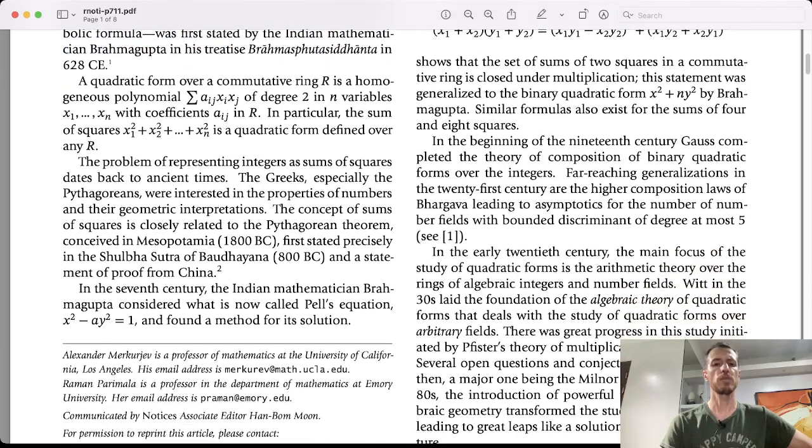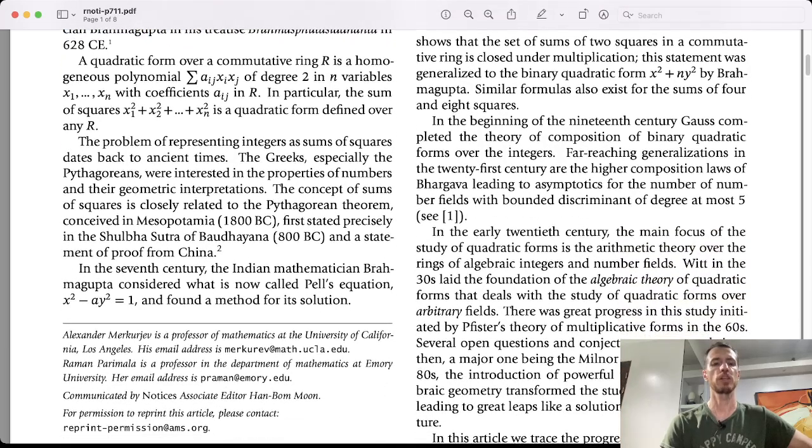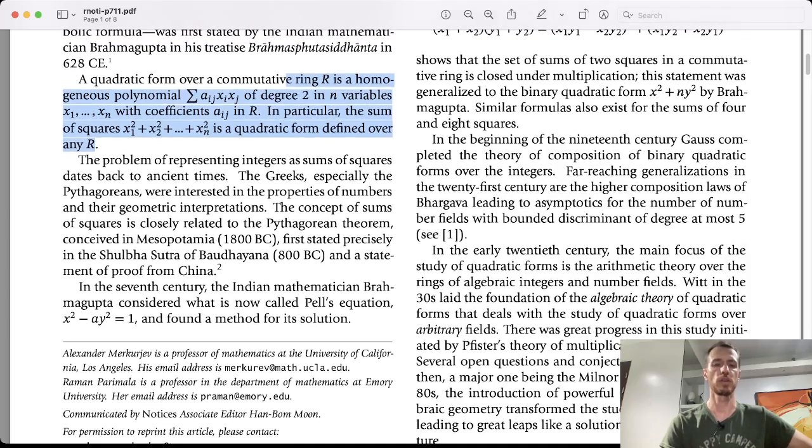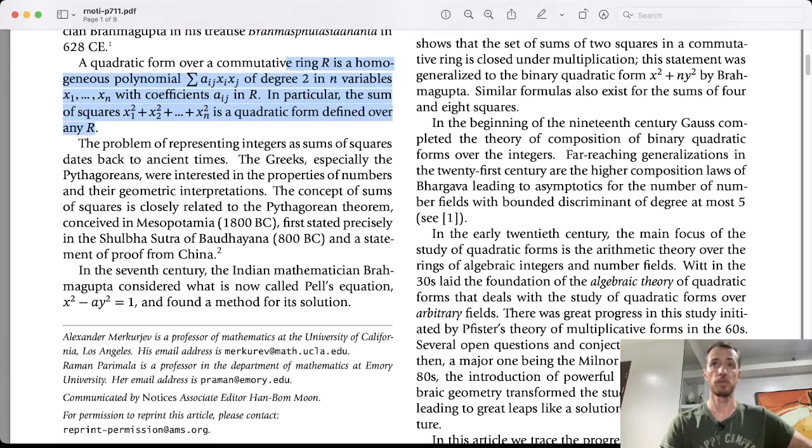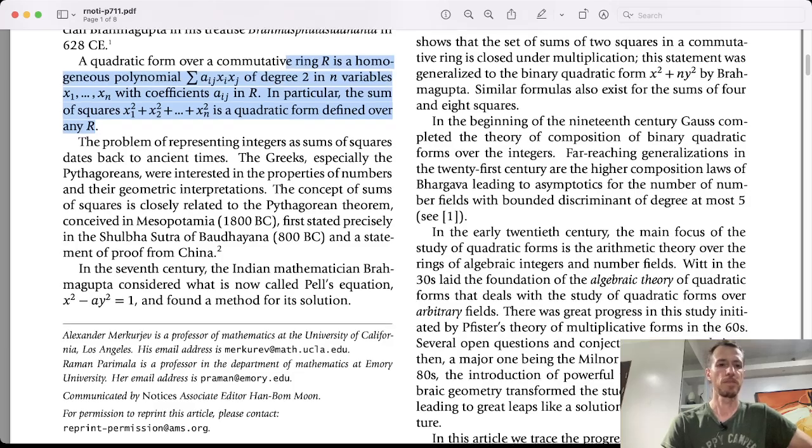A quadratic form over a commutative ring R is a homogeneous polynomial, the sum of a_ij x_i x_j, of degree 2 in n variables x1 through xn with coefficients a_ij in the commutative ring. In particular, the sum of squares x1 squared plus plus xn squared is a quadratic form defined over all commutative rings, because here the coefficients are 1, and 1 is always in the commutative ring, presumably. So note that they're implicitly assuming ring theory here where the rings have 1.